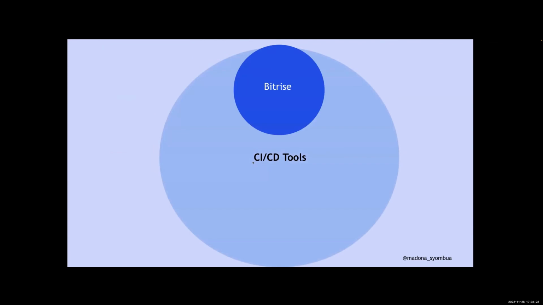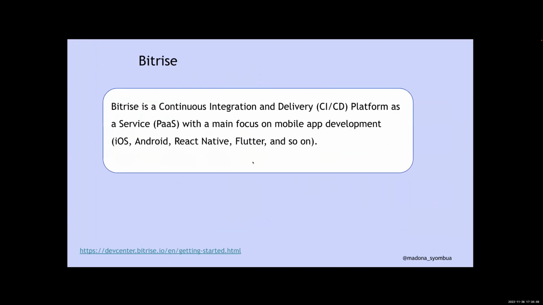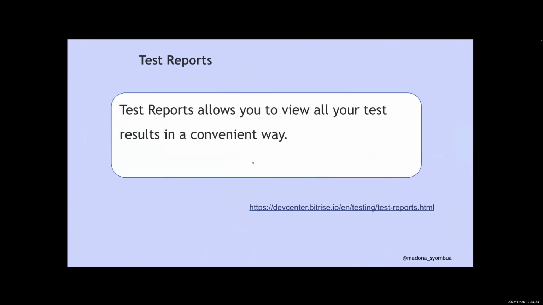Some CI/CD tools that I mentioned before: we have Bitrise, CircleCI, GitHub Actions, Travis, Jenkins. And as you can see, all of these are out there. And I know many of us might be using some. We use Bitrise at work. We found Bitrise to work for us pretty well. I love it because it gives a lot of automation. There's a lot of support documentation. And you can also view your test reports.